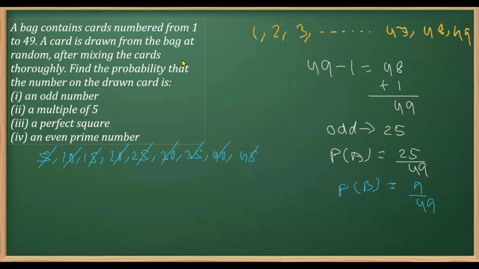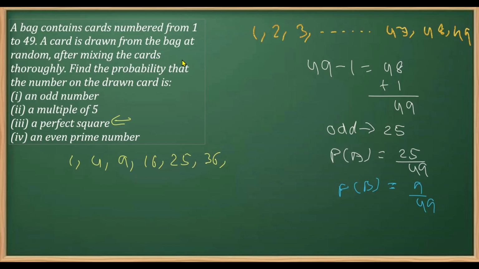Checking the next part, the third one, a perfect square. What are the perfect squares here? 1 should be included, since 1 is a perfect square. 2 squared is 4, 3 squared is 9, 4 squared is 16, 5 squared is 25, 6 squared is 36, and 7 squared is also included. So it's 1, 2, 3, 4, 5, 6, 7. In that case, it is 7 over 49. But this can be reduced, so you should write 1 over 7 in the exam.